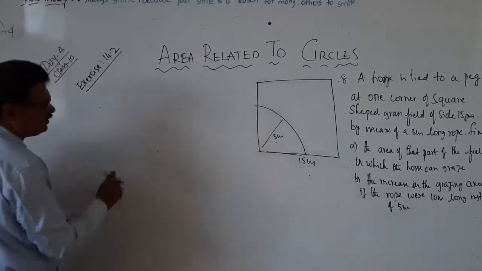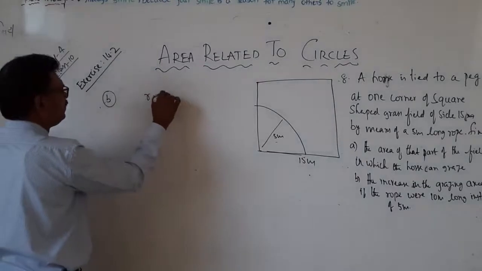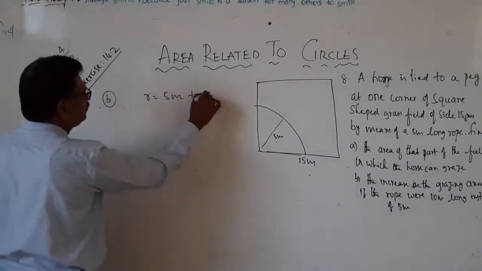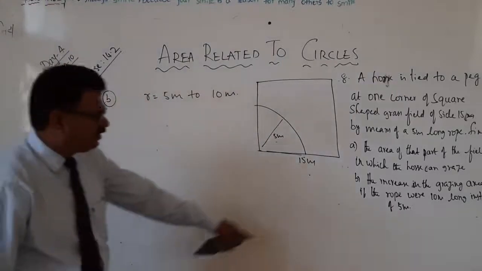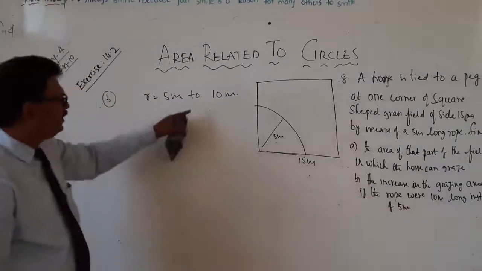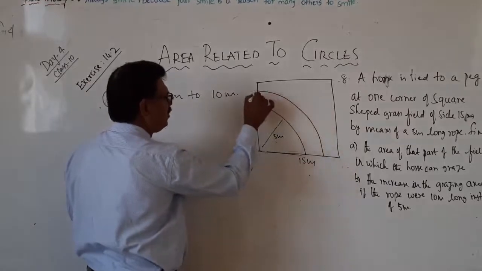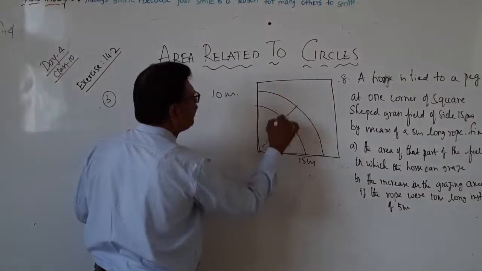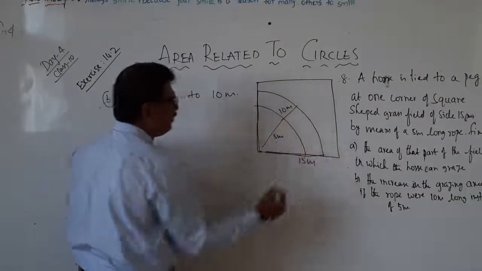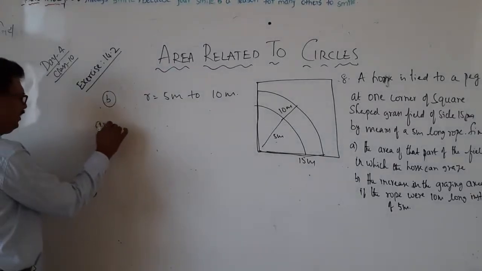Now the second one you see here: r is changed from 5 meters to 10 meters. Instead of 5 meters, how many meters? 10 meters. That means this 5 meters will become 10 meters. Right? Now the same, area of the field.